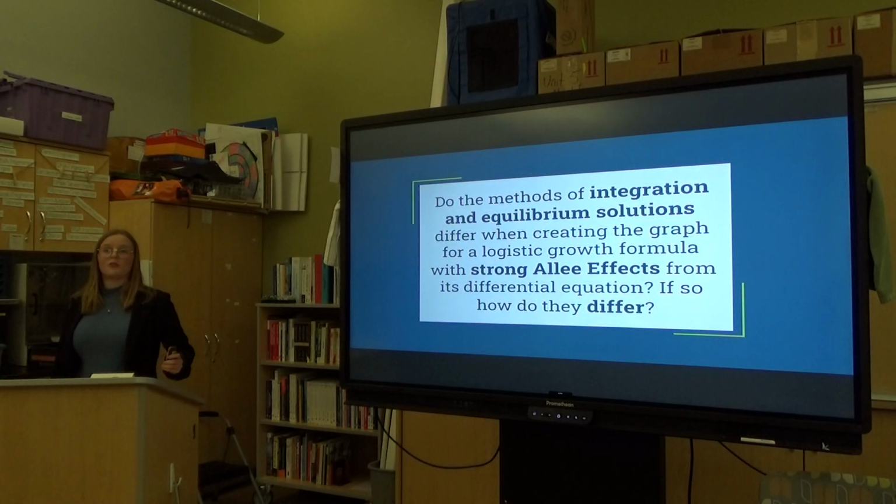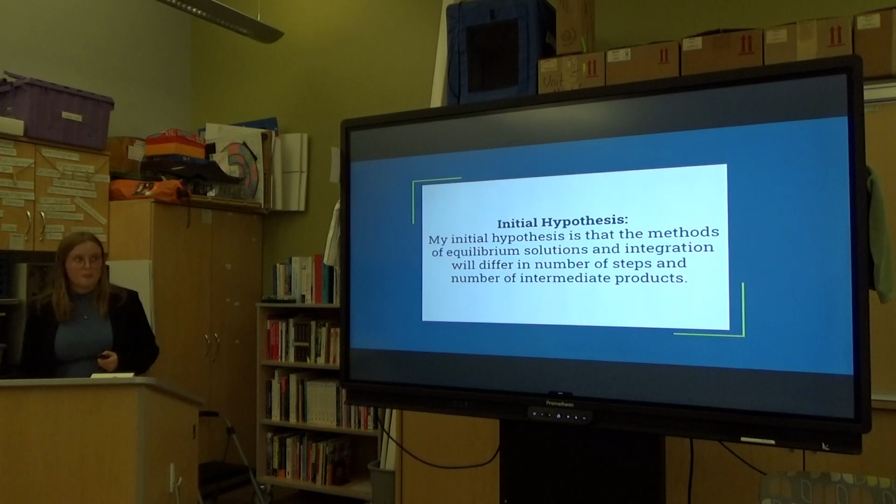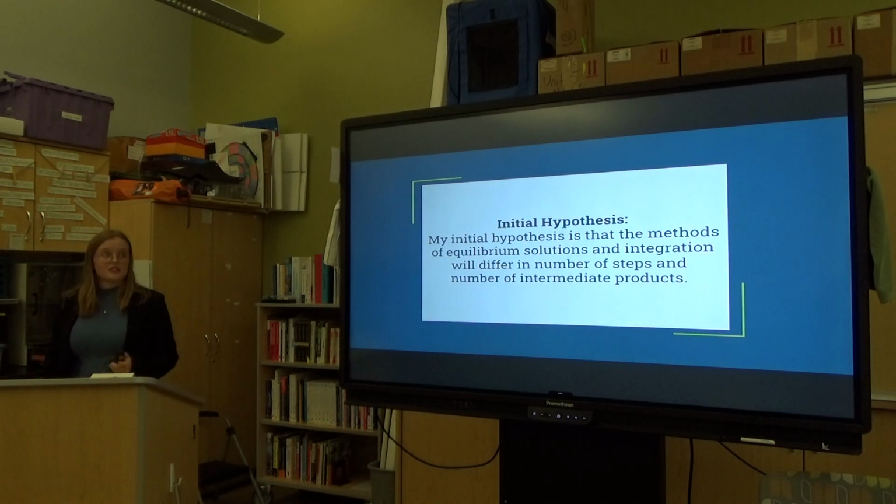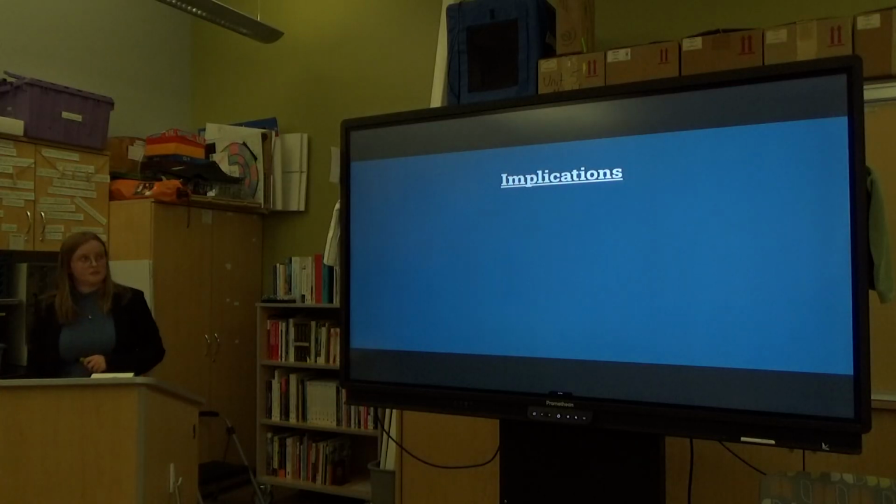This leads to my research question: do the methods of integration and equilibrium solutions differ when creating the graph from a logistic growth formula with strong Allee effects from its differential equation? If so, how do they? My initial hypothesis is that the number of steps and the number of intermediate products between each will differ.